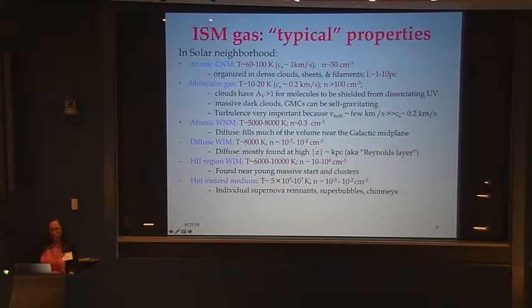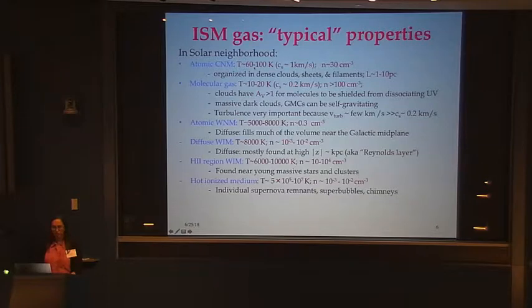Okay, so here I'm giving you for reference some typical properties of ISM gas. And if you go different places in a galaxy, it won't always be this. So this is kind of based on the solar neighborhood. So there's atomic cold neutral medium clouds in the solar neighborhood. And I mean that loosely. So this is kind of what you can see from the solar neighborhood.